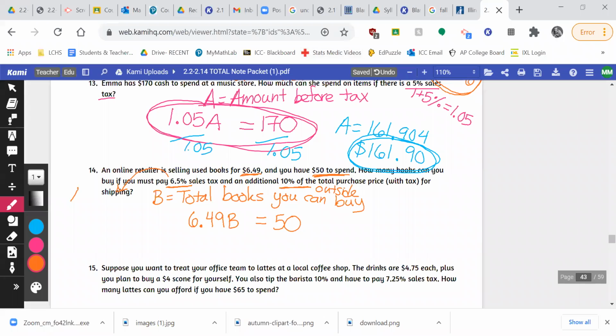So 6.5% sales tax is going to be 1 plus 6.5% as a decimal. Now just be careful. That's 0.065. So on the outside, it's going to be 1.065. And then you also have the shipping, which is an increase of 10%. So that would be 1.10.